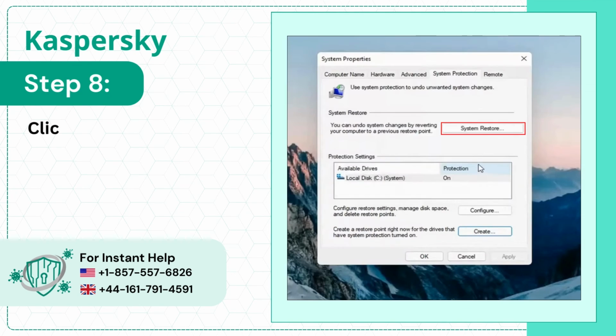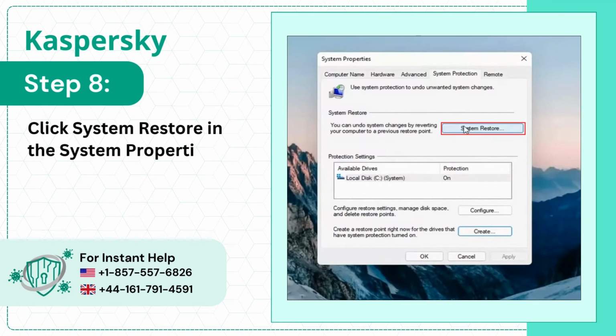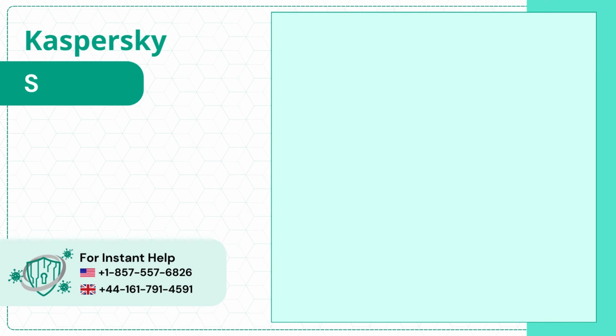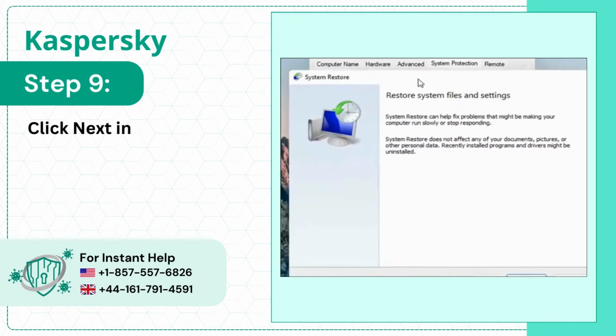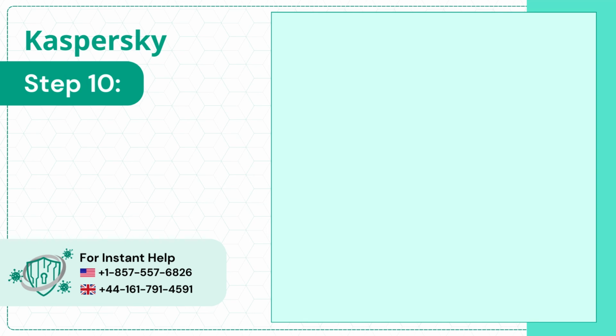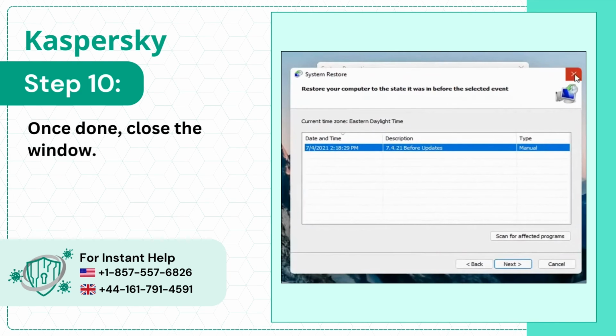Step 8. Click System Restore in the System Properties window and the process will take a few minutes. Step 9. Click Next in the System Restore window. Step 10. Once done, close the window.